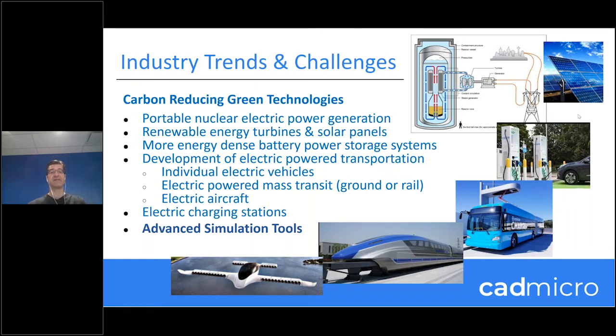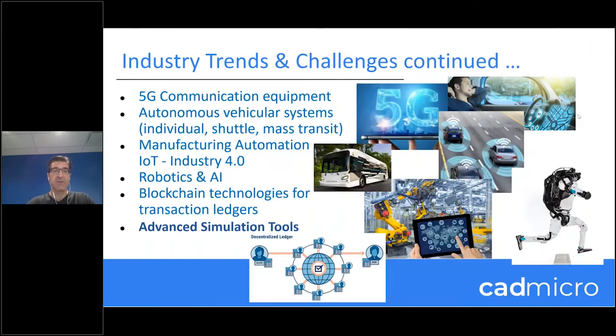In order to further expedite and reduce the development time, it's critical to implement and use advanced simulation tools in your design engineering process. Going to the next slide, we also focus on other technologies that need to be developed for communication purposes and for safety improvement: 5G communication equipment, autonomous vehicle systems, as well as manufacturing optimization to optimize our manufacturing production systems, which includes Internet of Things, IoT, which falls in line with the Industry 4.0 initiative, as well as development of robotics, artificial intelligence and even blockchain technologies. Again, to further expedite the development of these technologies, it's critical to use advanced simulation tools.